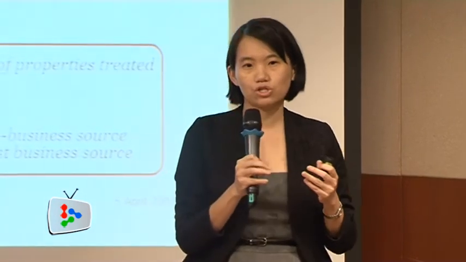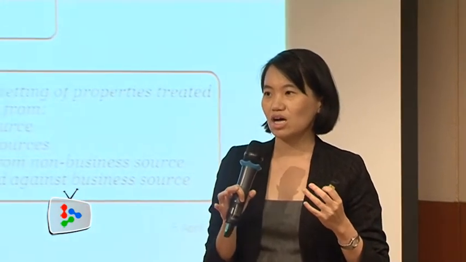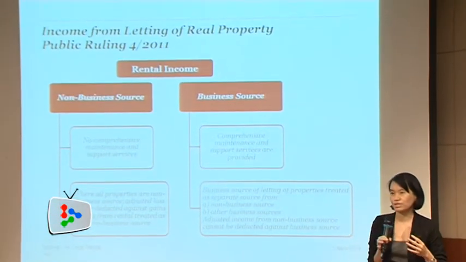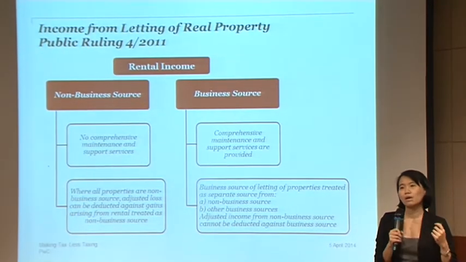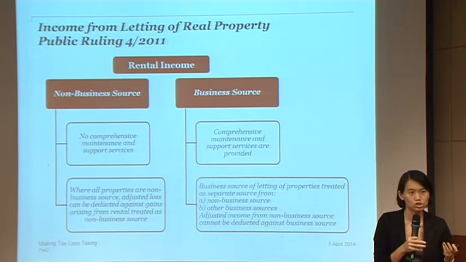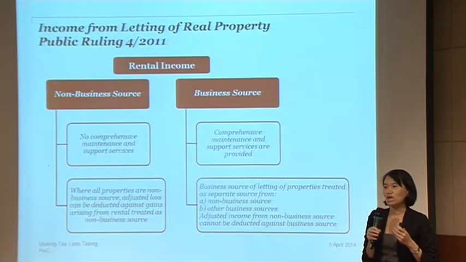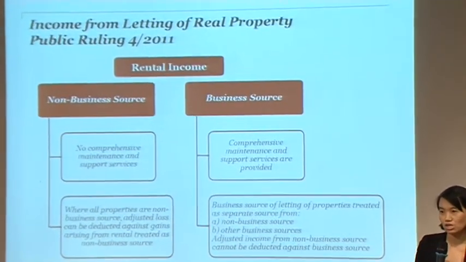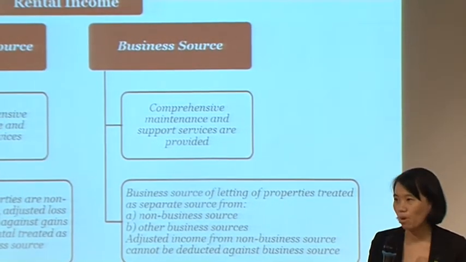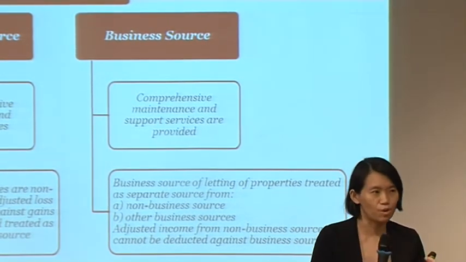So when we talk about business source income, we also looked at rental income. For those of you who invest in properties and let them out for rental, how do you know whether you should treat it as business source, or as a passive or investment source of income? If you want to treat it as a business source, according to the public ruling issued in 2011, you must be comprehensively providing maintenance and support services. What do we mean by providing comprehensive maintenance and support services?